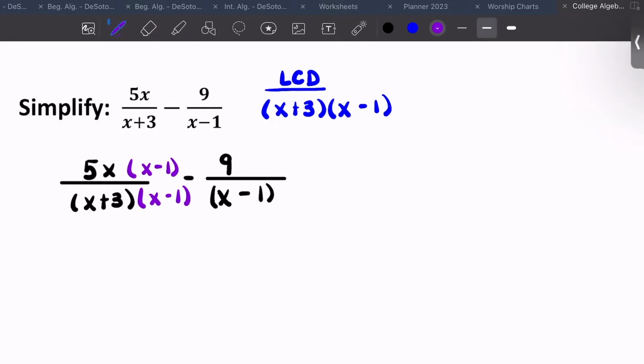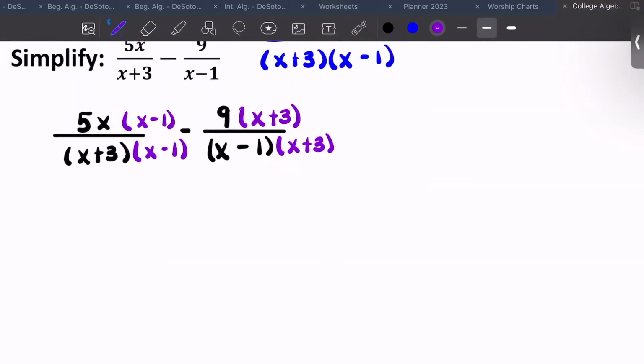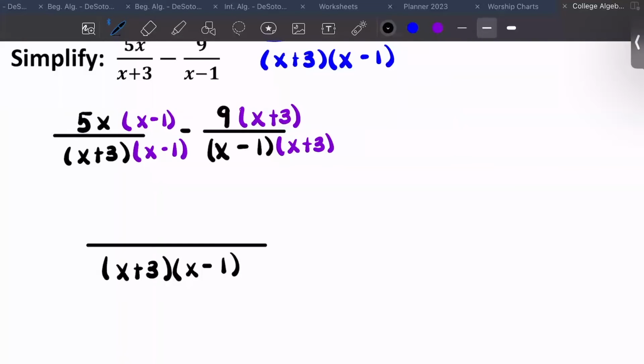Okay, well, the opposite happened in the other one. I have x minus 1, and I need x plus 3, x minus 1. So I'm going to multiply it by x plus 3 times x plus 3. Okay, well, now my fraction is written with a common denominator of x plus 3 times x minus 1. So I can write this over x plus 3, x minus 1.